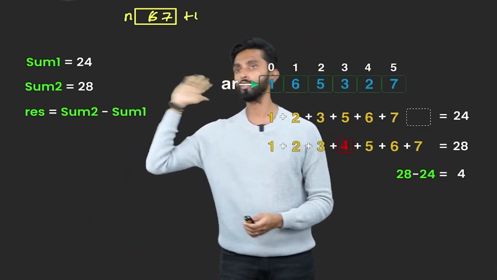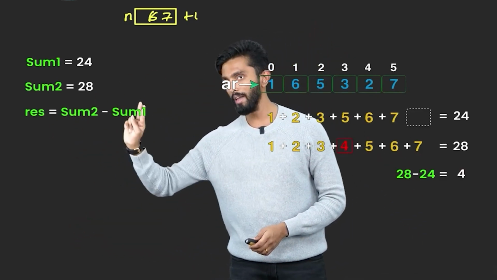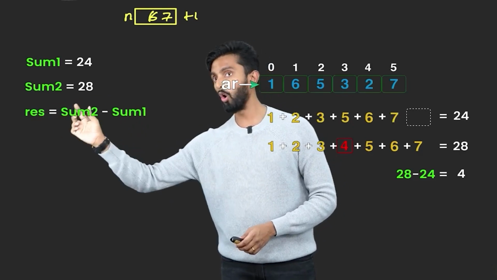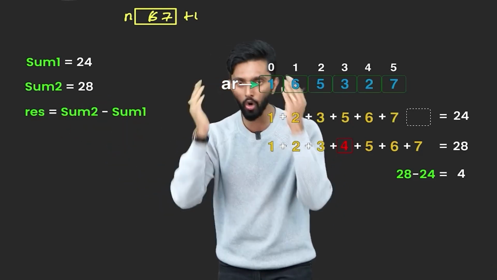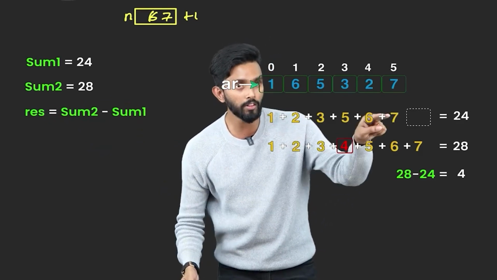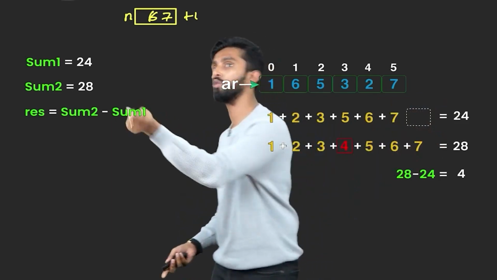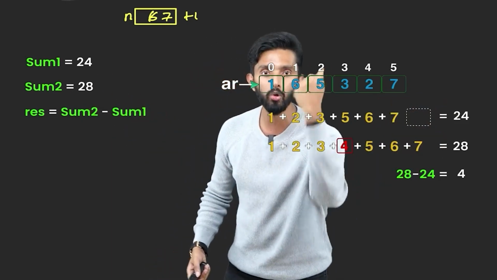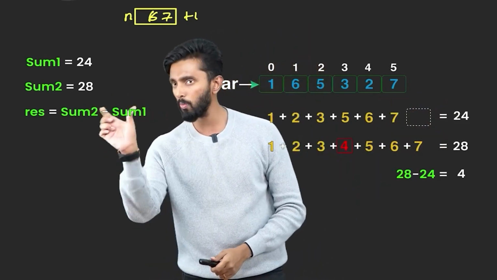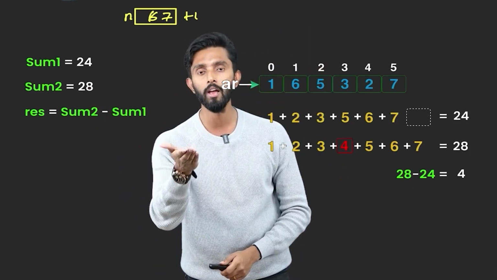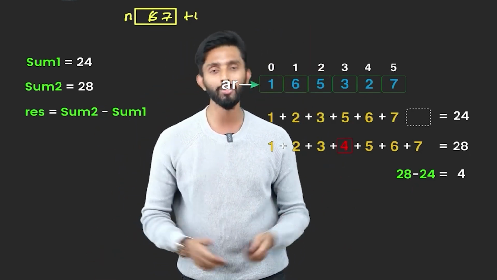I hope all of you understood. Sum 2 minus sum 1 equals result. Don't do sum 1 minus sum 2, because you use common sense. The sum without the missing number will be smaller than the sum with the missing number. So if you do sum 1 minus sum 2, you will get a negative value, you will fail your coding test. So these small mistakes freshers make, and they cry that I didn't get a job.